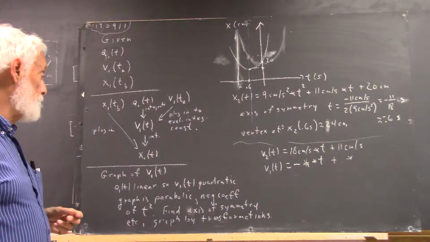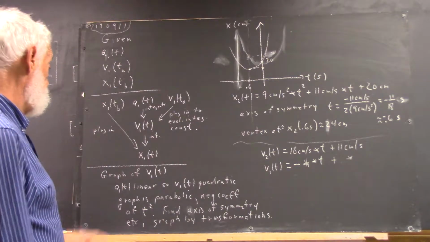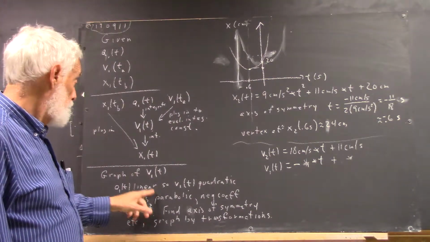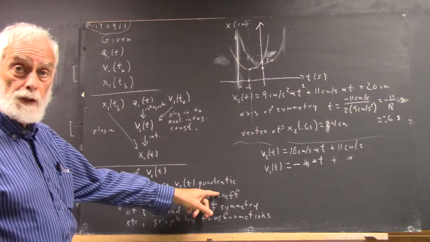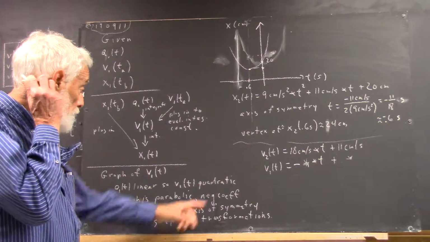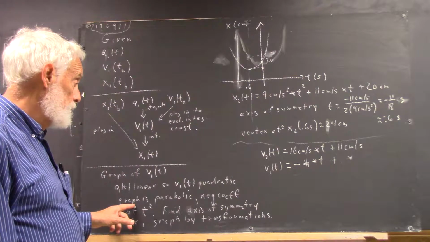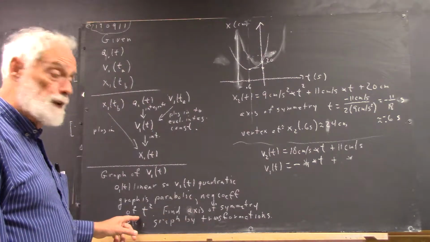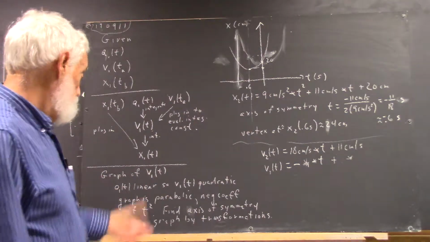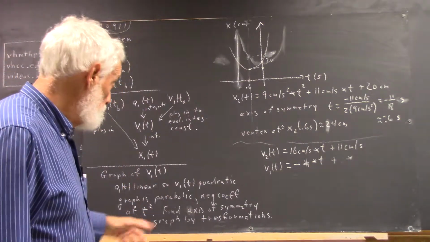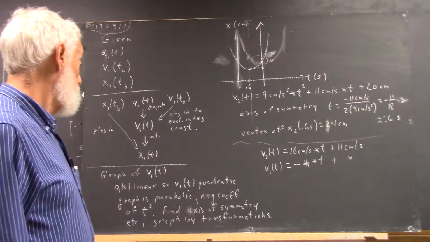Okay, then we have a question about the graph of v1 of t. Now, a1 of t was linear, okay? So how do we get our graph of v1 of t? Well, a1 of t is linear, so v1 of t is going to be quadratic. How do we graph a quadratic? Well, we know that the graph is parabolic. We have a negative coefficient of t squared, and that tells us that it opens downward. And we can sketch the graph by finding the axis of symmetry and so forth, graphing by transformations.